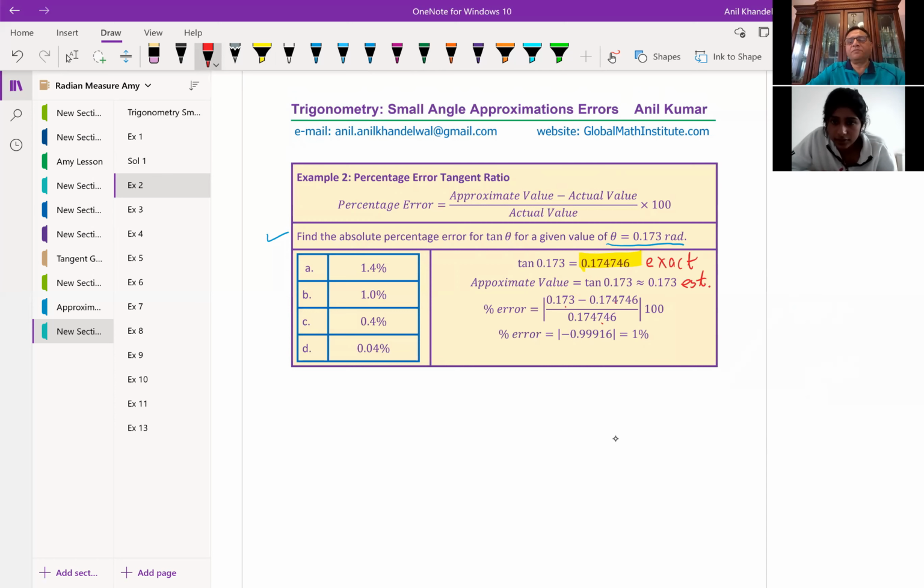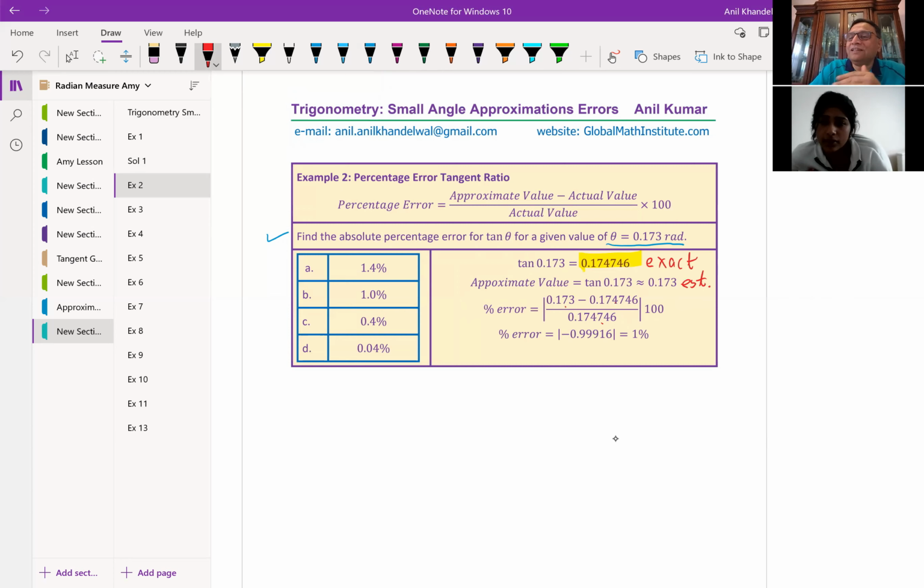Simple calculation. So what you see is this is 0.73 minus that, and then divided by 0.174746 times 100. I got minus 0.999%. That is less than 1%. Less than 1%, correct?